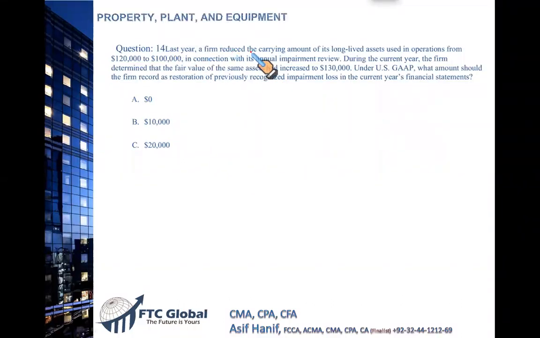Last year, a firm reduced the carrying amount of its long-lived asset held for operations from 120 to 100. Last year, you wrote down 20,000 from this asset. So the existing carrying value is $100,000 in connection with the annual impairment review. It might be done under IFRS, but here it's clearly US GAAP.